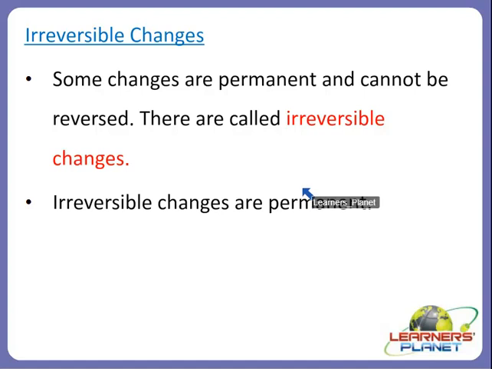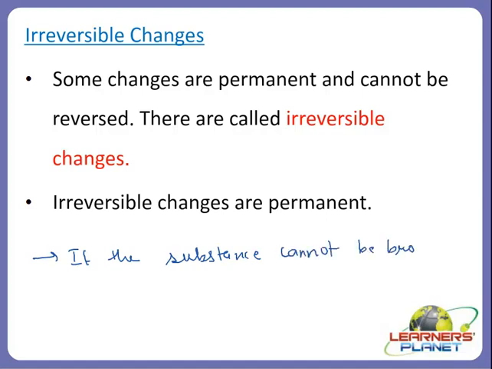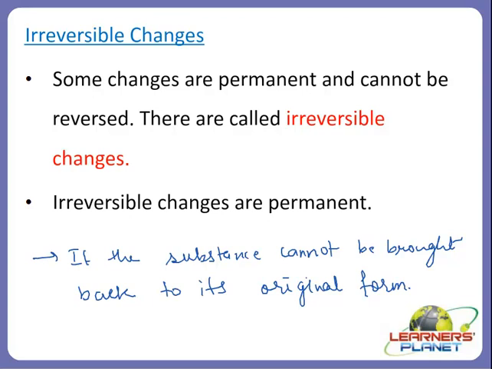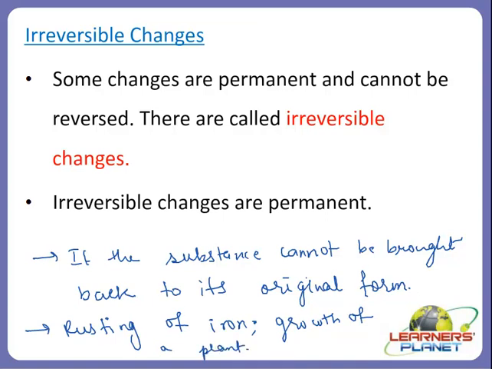A change is said to be irreversible if the substance cannot be brought back to its original form, like rusting of iron and growth of a plant. There are many such examples of irreversible changes. So if the substance cannot be brought back to its original form, then it is said to be an irreversible change, like rusting of iron and growth of plant.